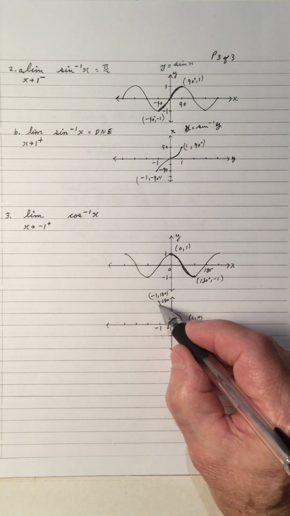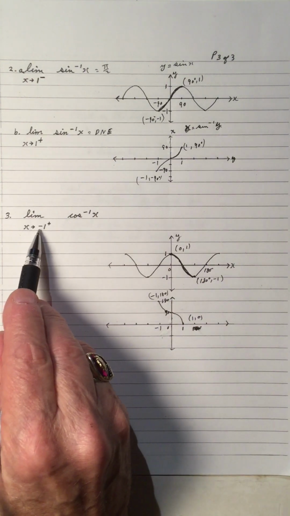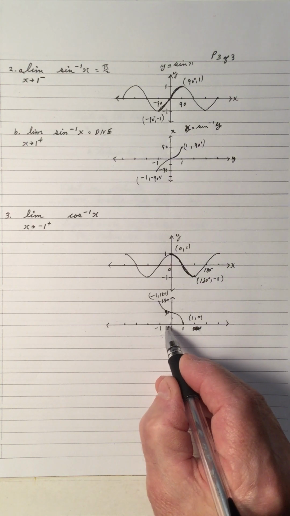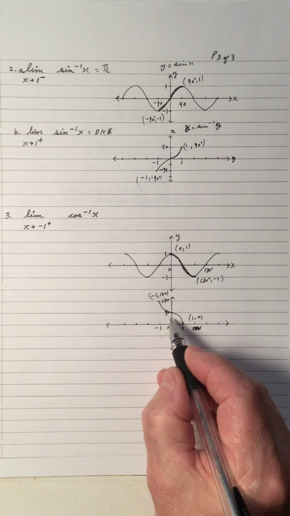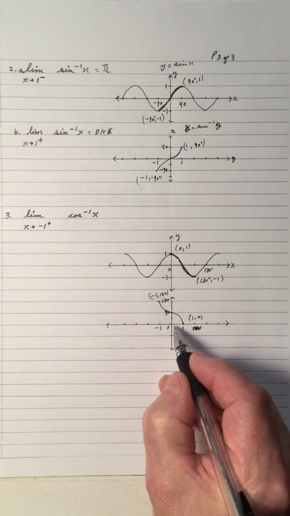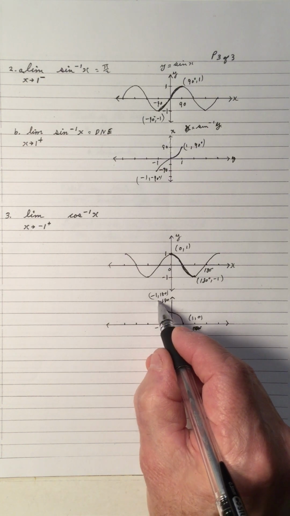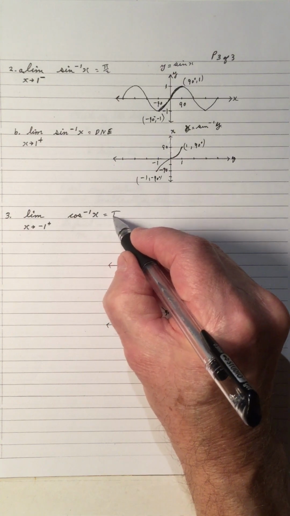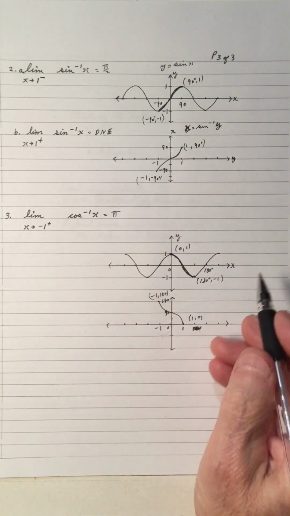Look at the graph by itself. Now, what about as you approach negative 1 on the positive side? So that's coming as we go along here. The curve is going like this. So we get 180, which is pi, if you want it in terms of radian.